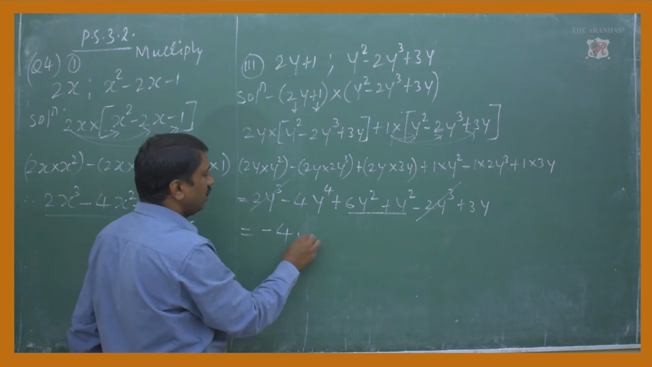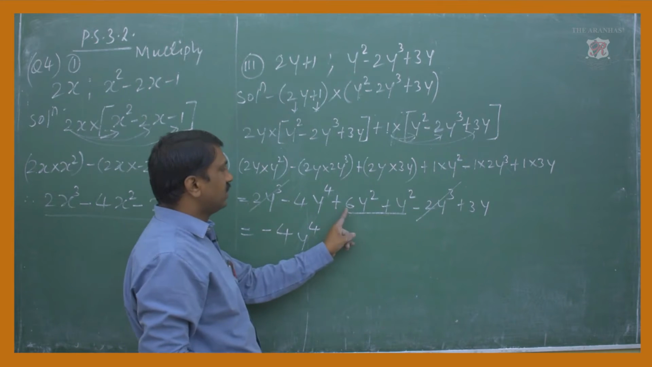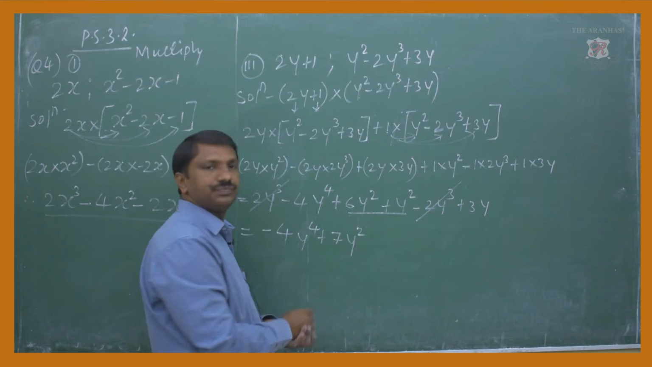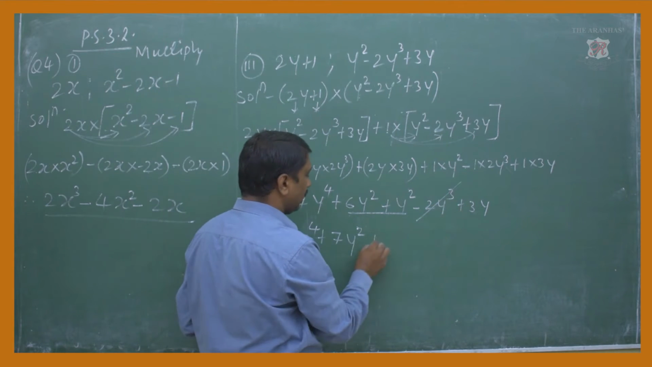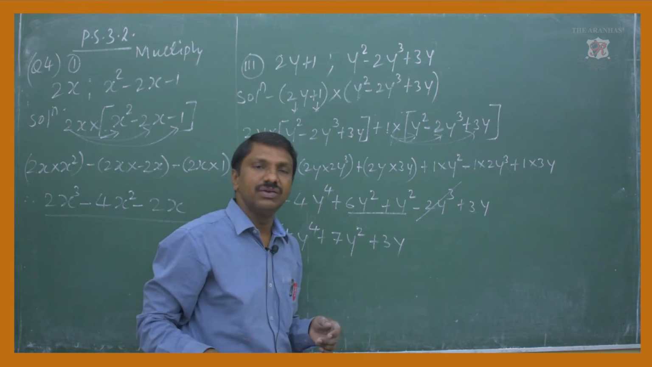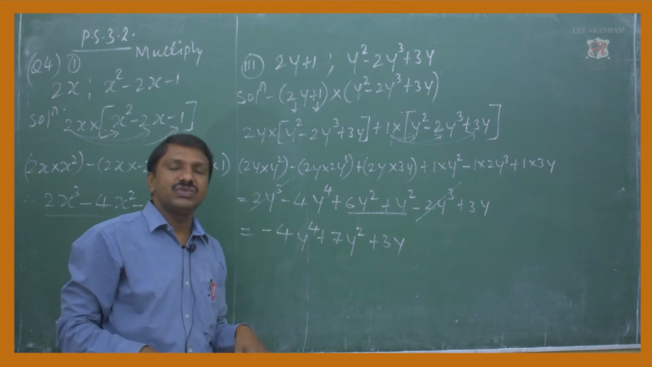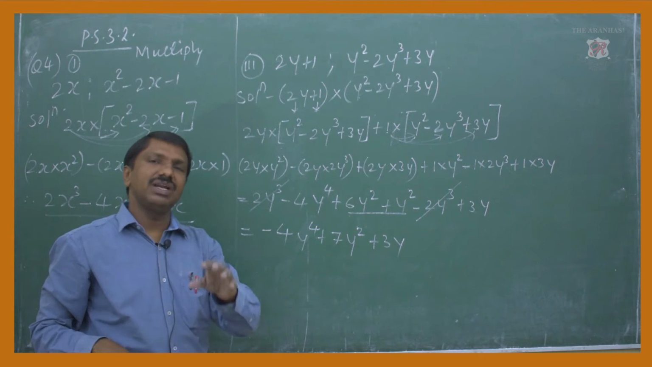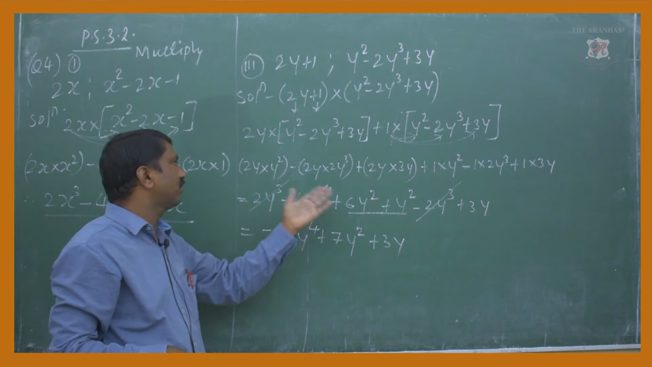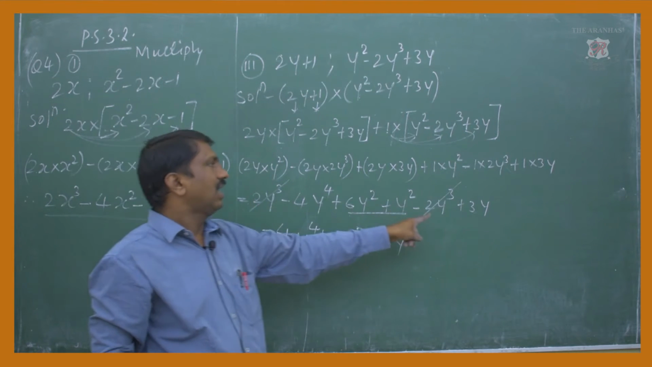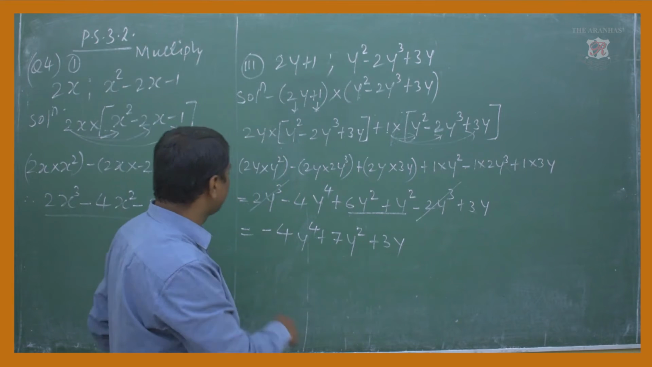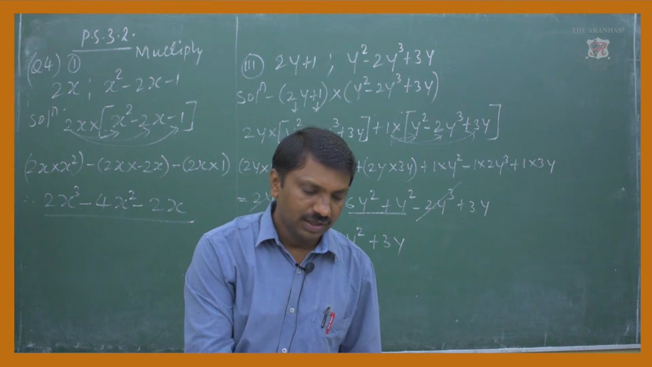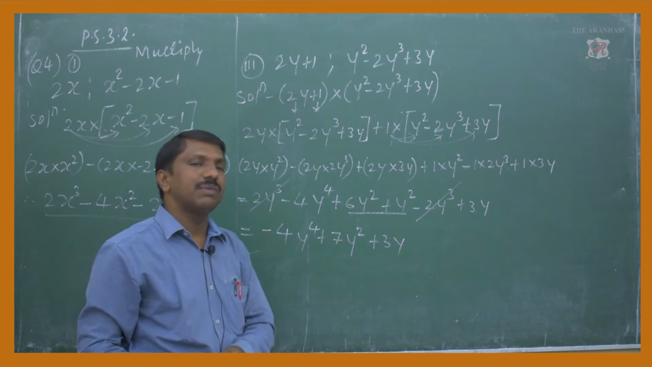Minus 4y raised to 4 will be as it is. 6y square plus 1y square will be a total of 7y square. The y term is alone, so it has to be written as it is, that is 3y. So whenever we multiply polynomials, give the lowest terms wherever possible, like plus 2y cube and minus 2y cube, which cancel. So the final answer we get is minus 4y raised to 4 plus 7y square plus 3y.